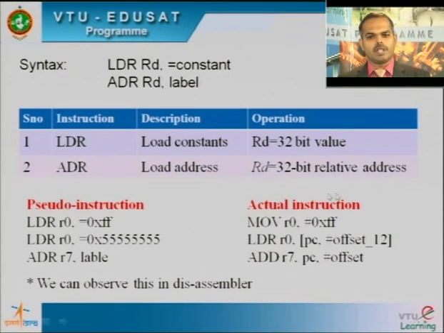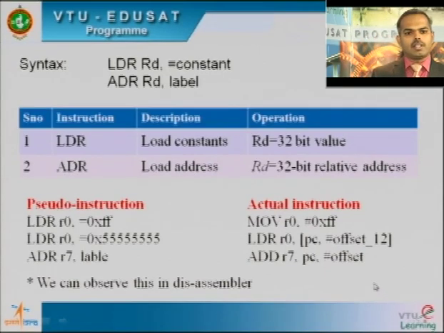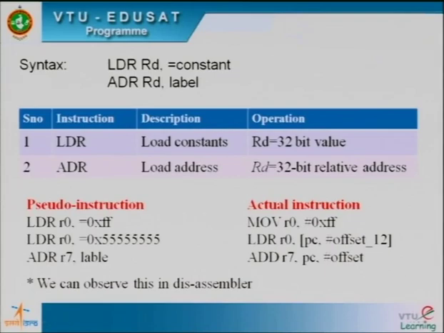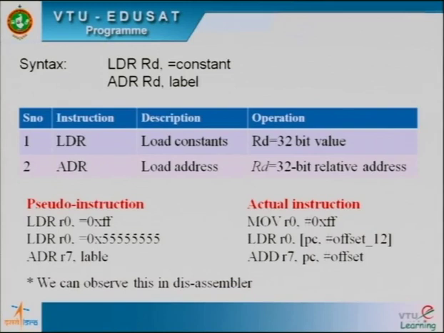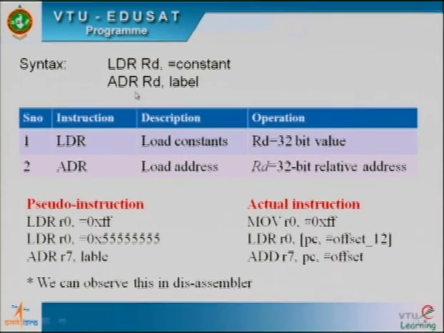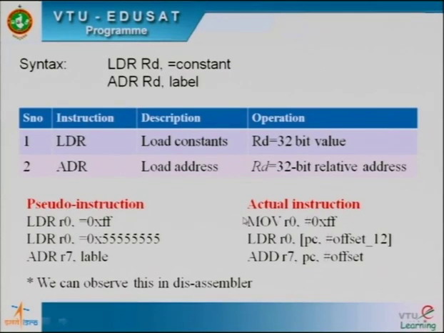But right now, please note, to conclude this slide, there are two loading constant instructions. One is LDR, another is ADR. LDR is for loading the constant, ADR is for loading the address. Both of these instructions are pseudo instructions. That means these instructions can be used by the programmer, but internally they get converted to some other instructions. That example is shown below here.